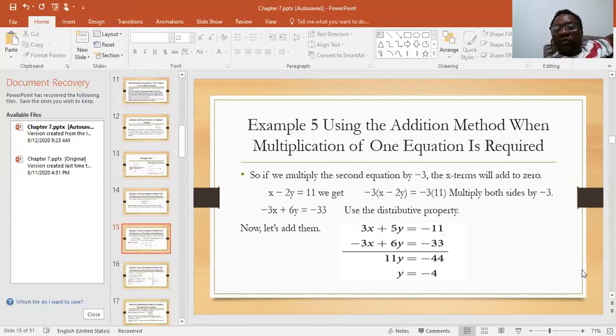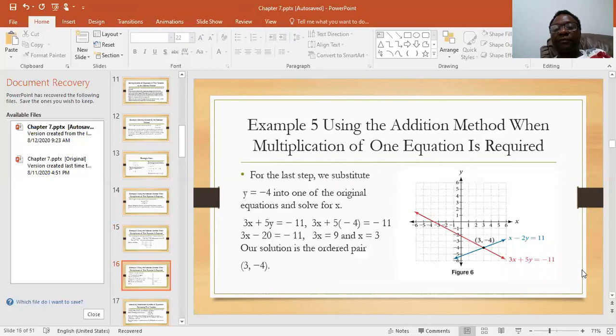So if we want to eliminate x, in this case, we will multiply the second equation by minus 3, eliminate x, and get 11y equals minus 44. So y equals minus 4. Now that we have the value of y, we can replace it in any of the two equations of the system.